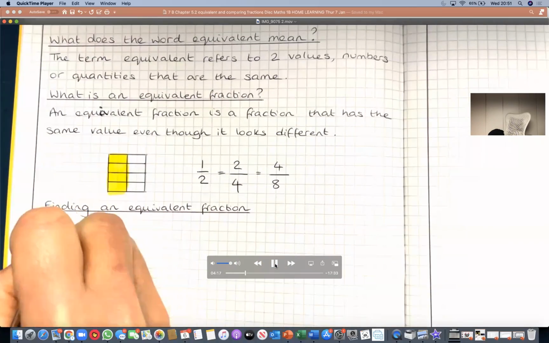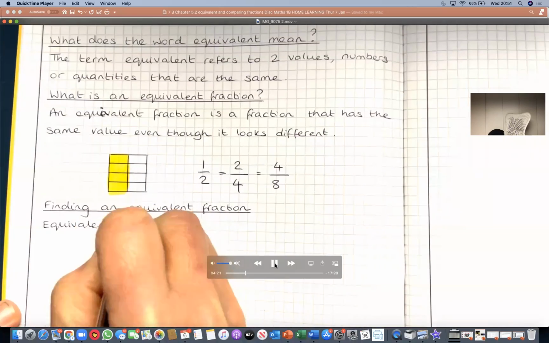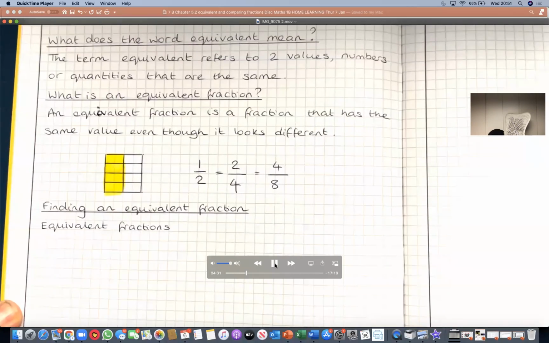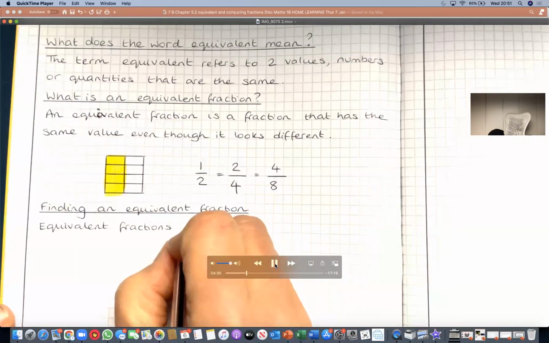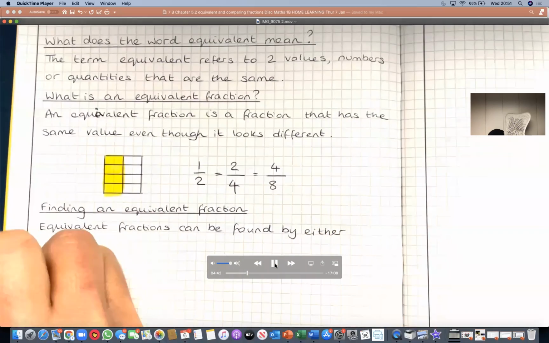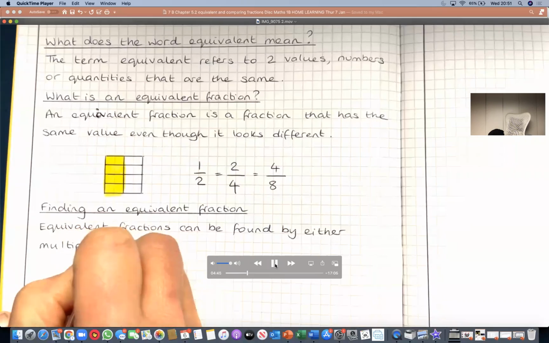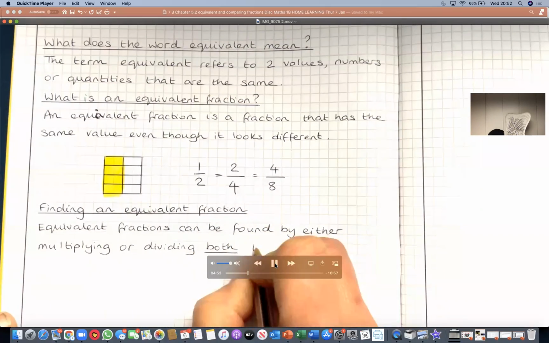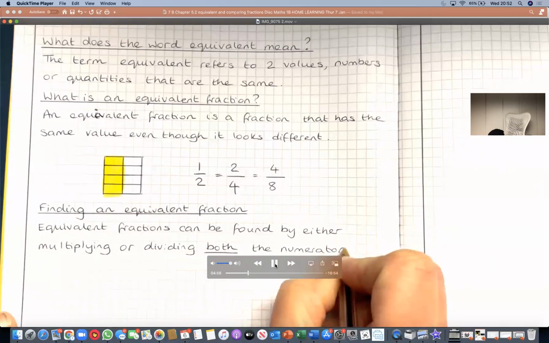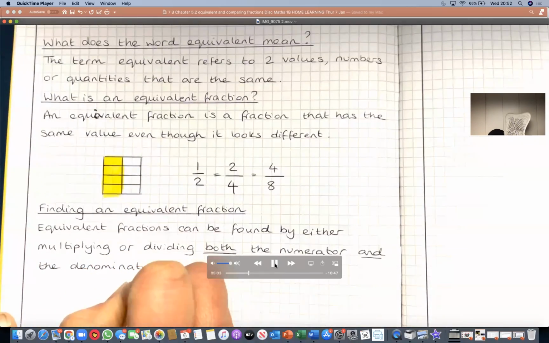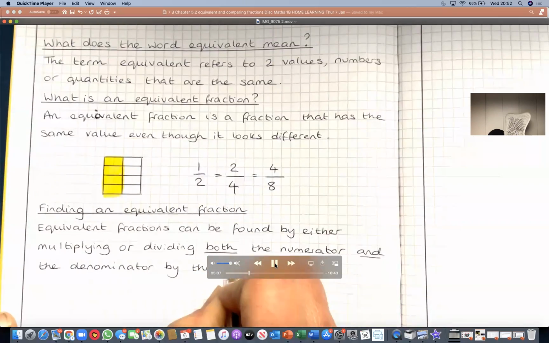So, another sentence in our books: equivalent fractions can be found by either multiplying or dividing both the numerator and the denominator by the same number.